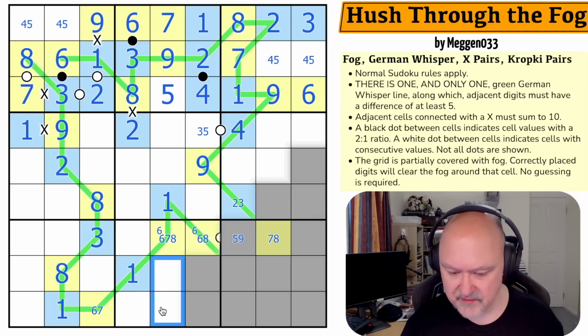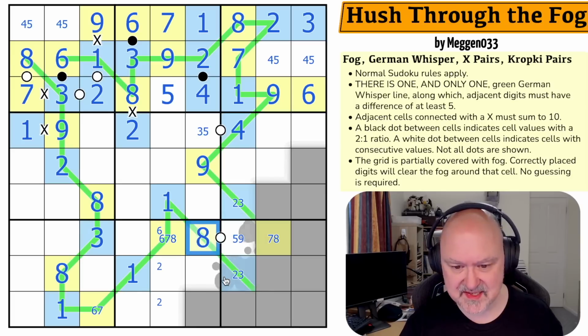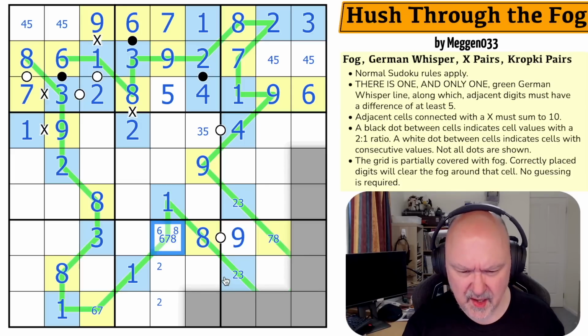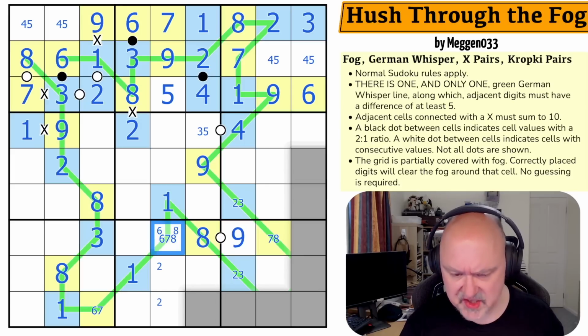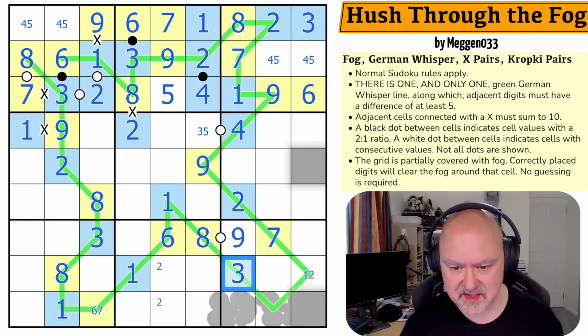So 2 is in one of those two. This is a low digit. So this is 2 or 3. And if this is 2 or 3, because it can't be a 1, that can't be a 6. That's the 8. So that's the 9. There's no 8 there. What? I didn't even mode change then. So that's the 6, which is the high digit. And that's the 7, which means this is a 1 or a 2. 3 is too close. That's the 2. That's the 3.